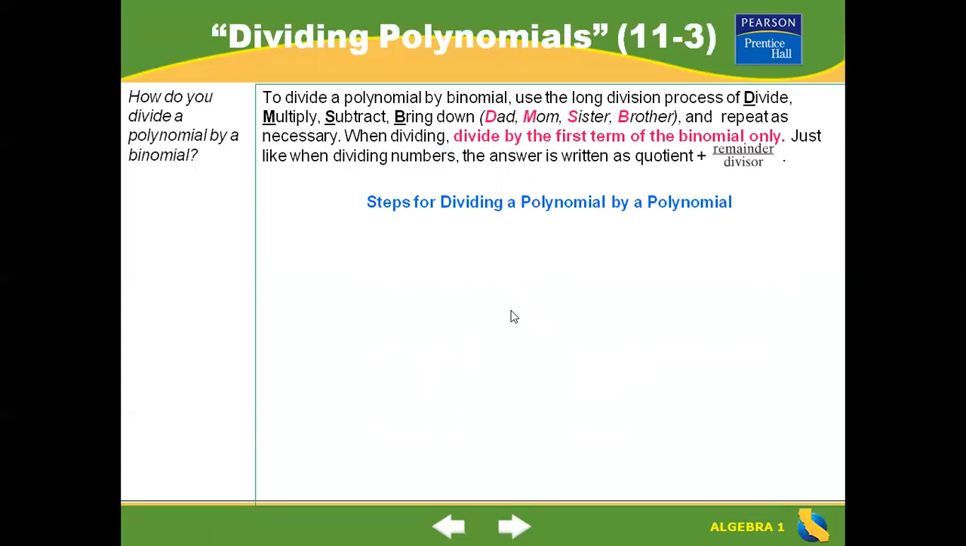What are the steps for dividing a polynomial by a polynomial? Okay, when you say a polynomial here, it can be a binomial or any other polynomial that we have here.